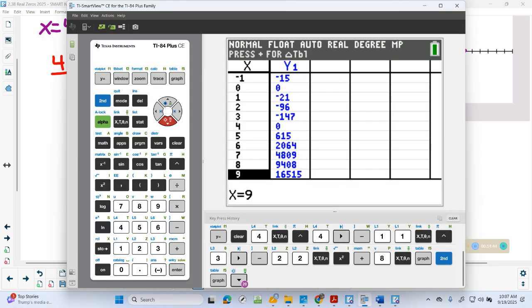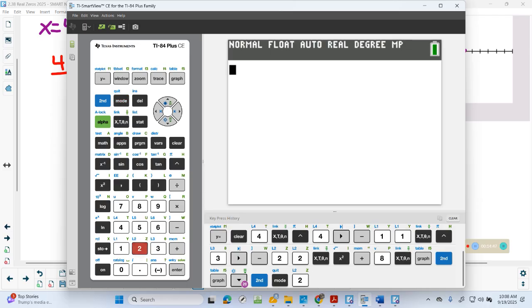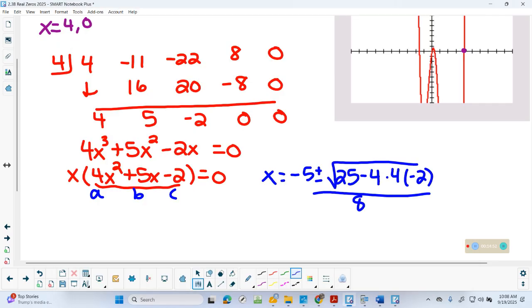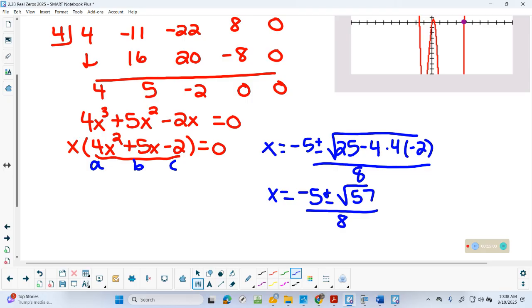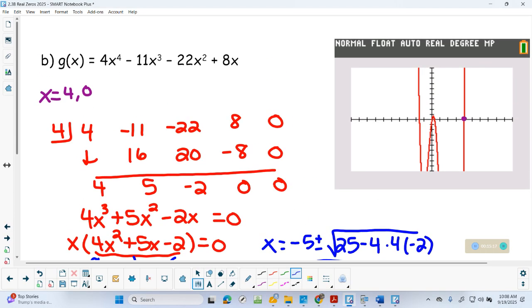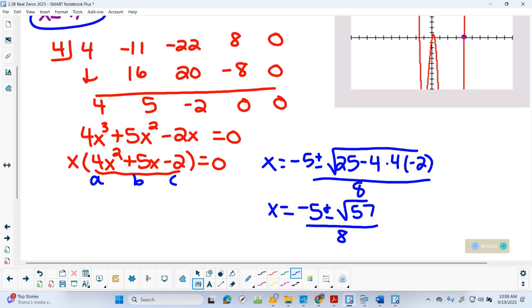I'm going to punch in what's 25 minus 4 times 4 times -2. Hit me with an answer. 57. Love it. Now, the reason I said I like that square root of 57, it doesn't simplify. So do we have, I'm going to maybe scroll back up here, but do we have all 4 answers? Yeah, because how many answers are in the blue there, the quadratic formula? 2, and then we knew the 4 and the 0 from the graph. So I do have all 4.